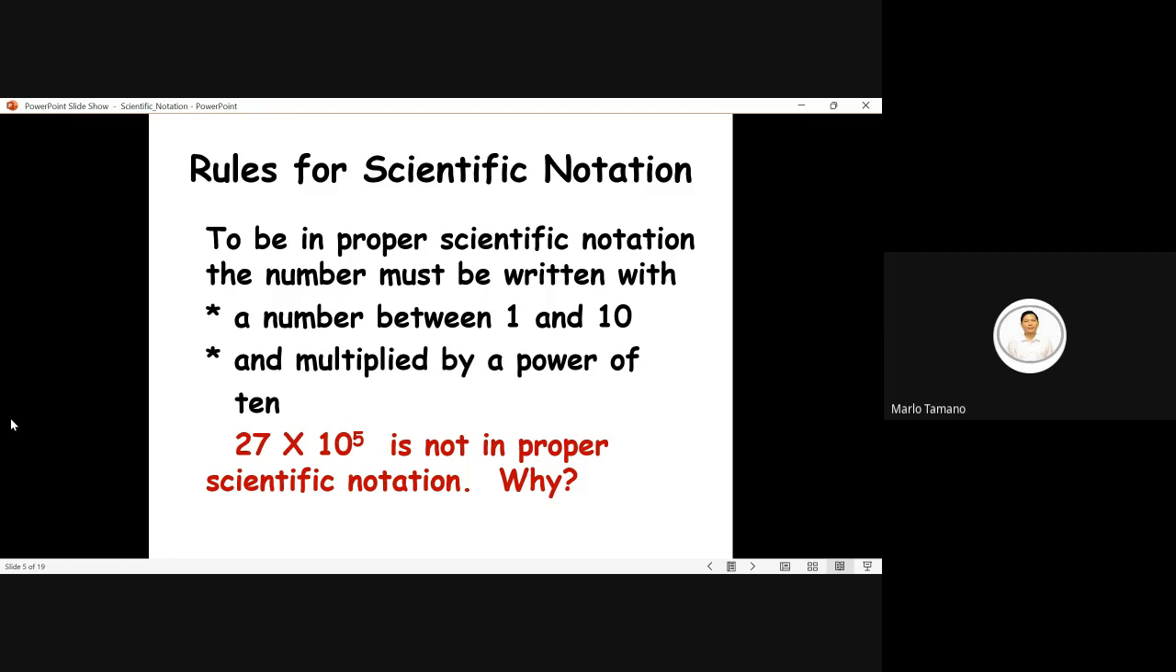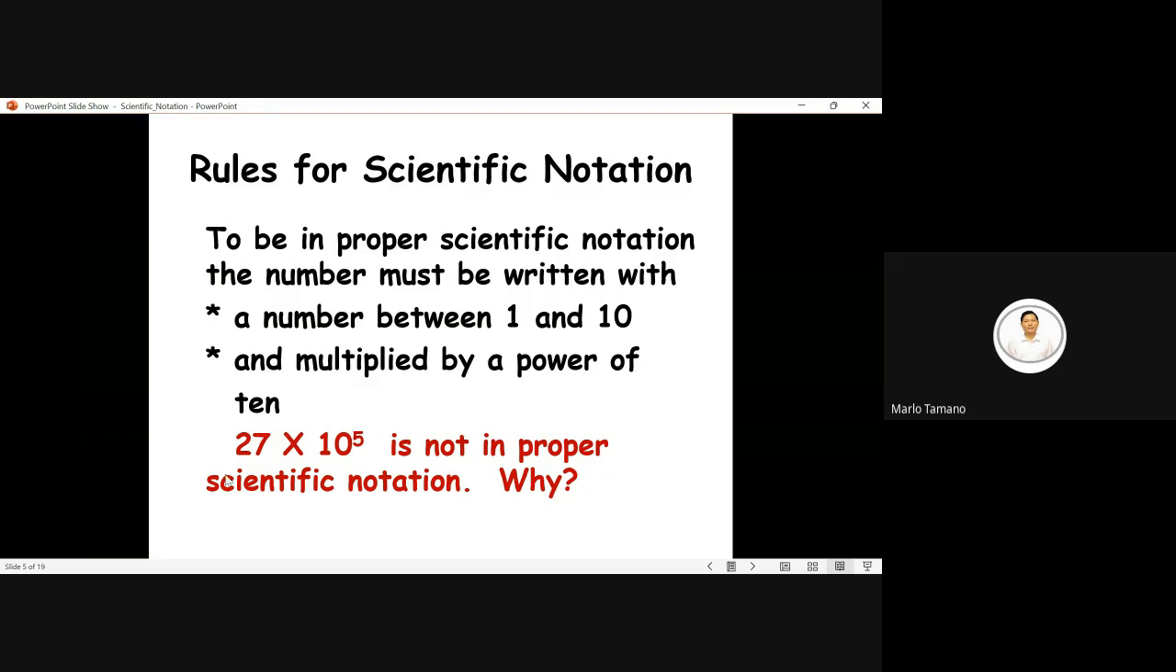Let's say we have here 27 times 10 to the 5th power. It is not in proper scientific notation. Why? Because this 27 is greater than 10. Do you agree with me? Yes po. So kaya hindi pa yan scientific notation. So simply you move the decimal point. Nasaan po ang decimal point ng whole number? Nasa right side po ng 27. So move that decimal point between 2 and 7 to make it greater than 1 but less than 10.